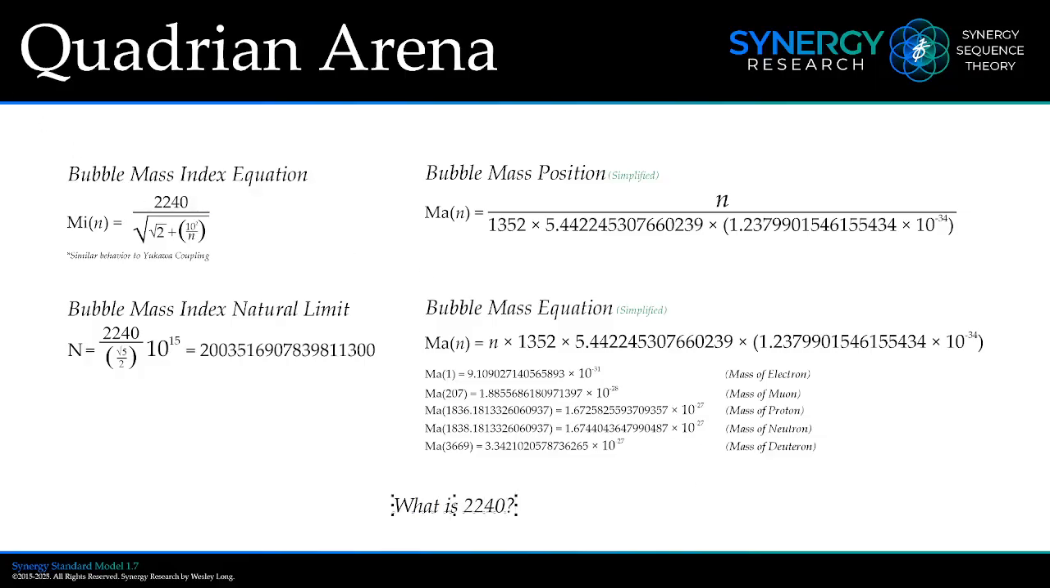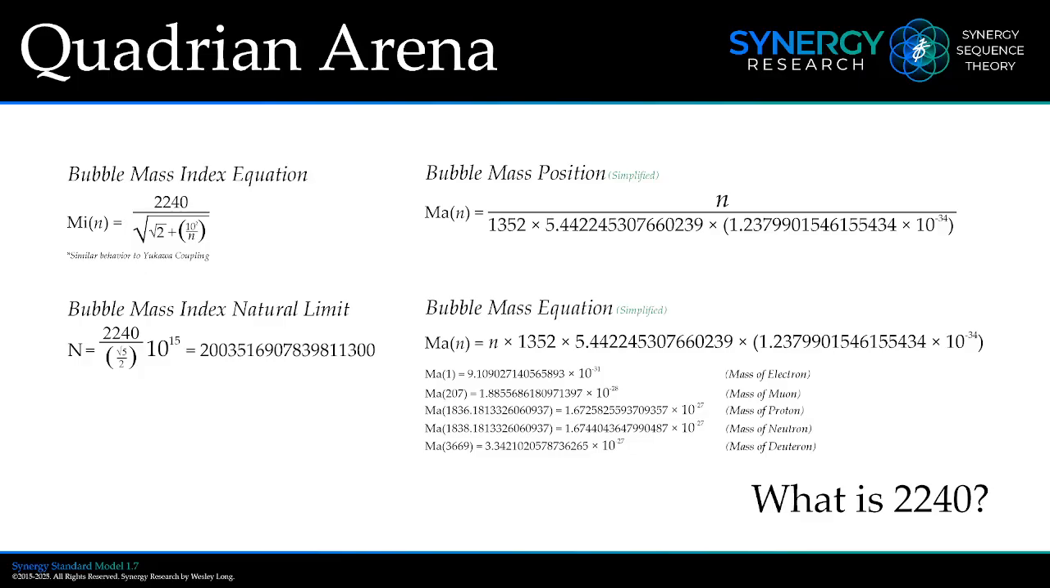Now, at the bottom left, a new constant appears. The bubble mass index natural limit, n equals 2 times 252 times 10 to the 15. This evaluates to a number near 2 times 10 to the 17, setting an upper bound for mass derivation within this model, a symbolic ceiling, a resonance cap beyond which matter as we know it cannot form. In standard physics, this echoes the Planck limit, but here it's derived, not assumed.